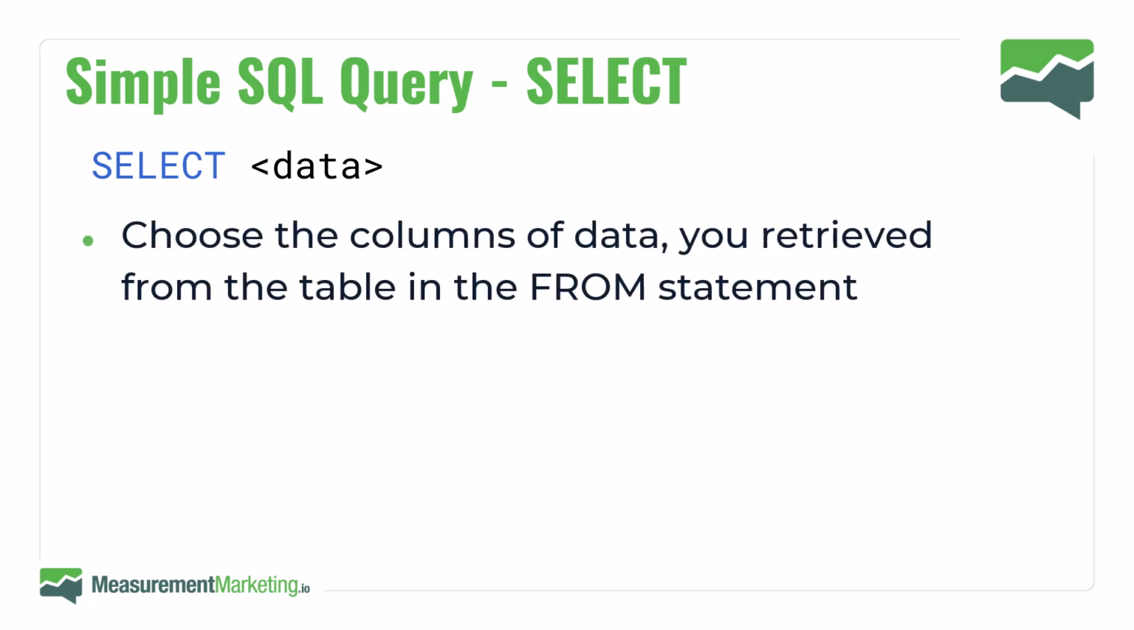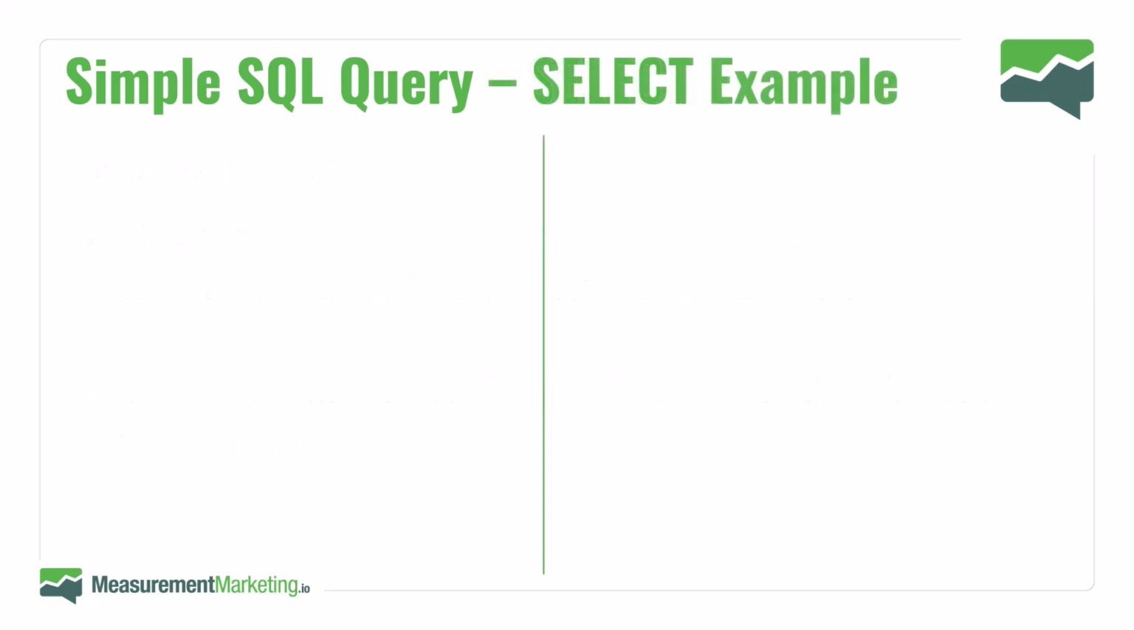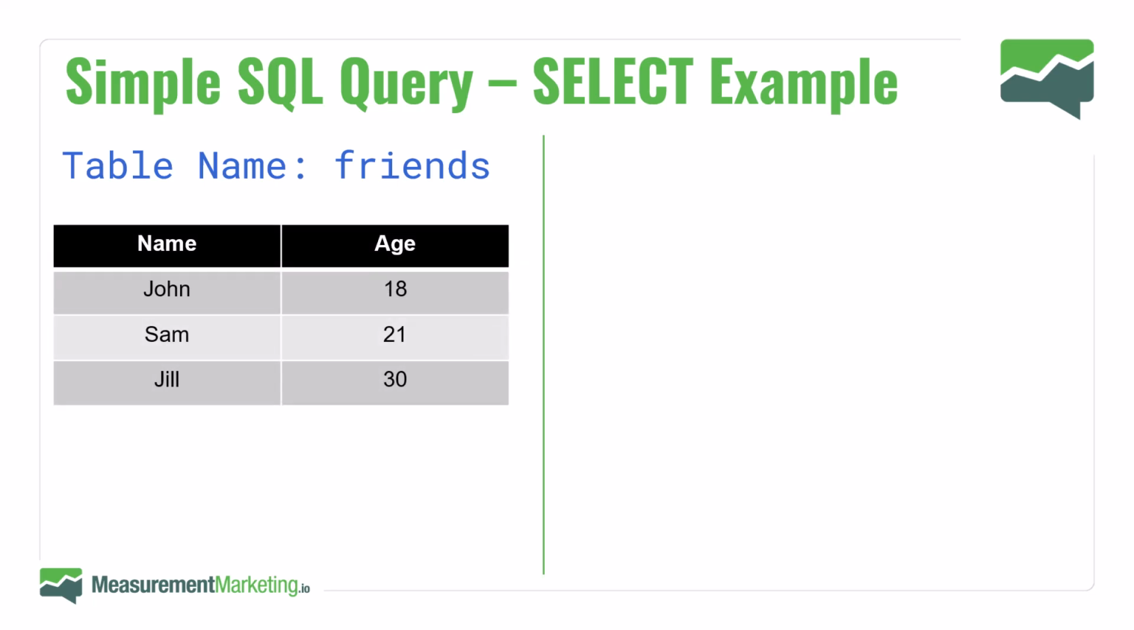The select statement is basically you saying, I want to select these columns of data from the table mentioned in the from statement. The columns of data you mentioned in the select statement will be returned in the table that is the output of your query. Let's walk through an example. Let's say we have this table, and this table has our friends in it. So we have John, Sam, and Jill, and their respective ages. These are our friends, okay?